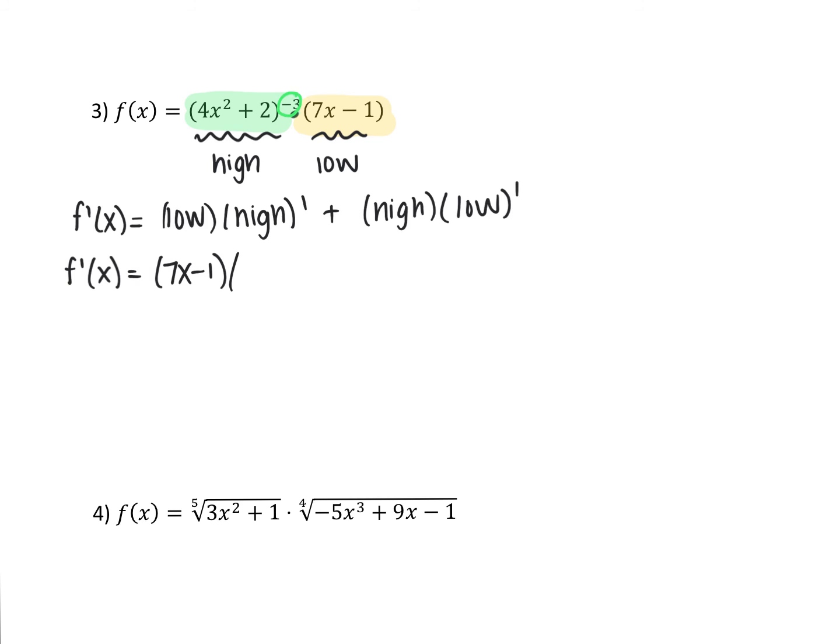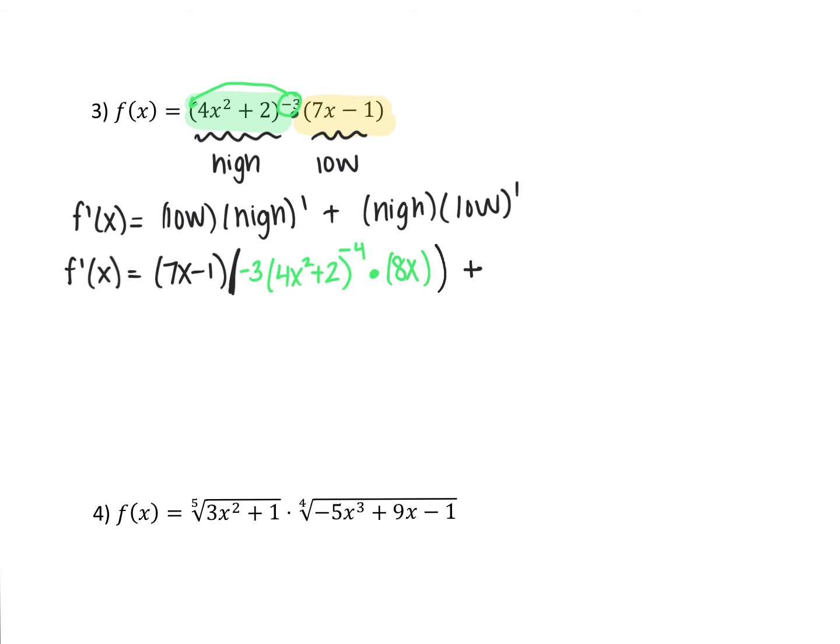So remember chain rule, take the exponent, bring it in front. So negative 3 times 4x squared plus 2, keep the base. Now decrease the power by 1. So negative 3 minus 1 is negative 4 times the derivative of the inside. Well, we know the derivative of a constant is 0, so we just take the derivative of this piece, which is 8x. And all of that is my derivative of high. So it's really important that you put that derivative of high in its own set of parentheses.